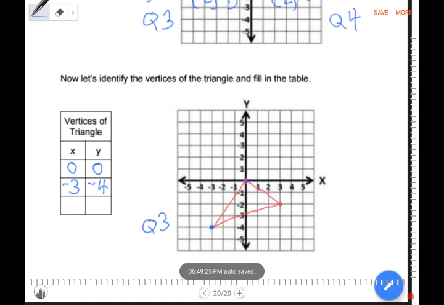Okay, and our last point is over here in which quadrant? Quadrant 4. Okay, it's over here in quadrant 4, and that would be 3x, right? And negative 2y.